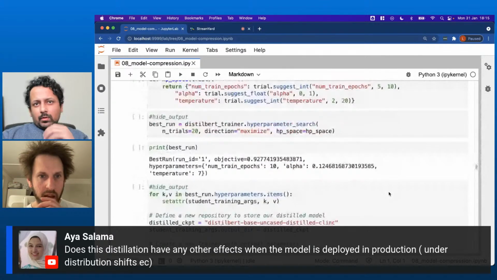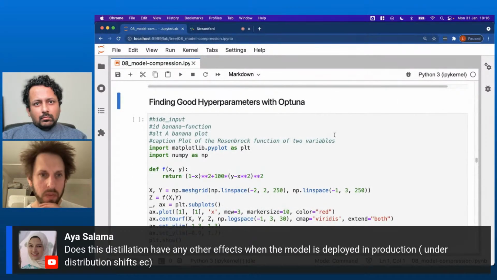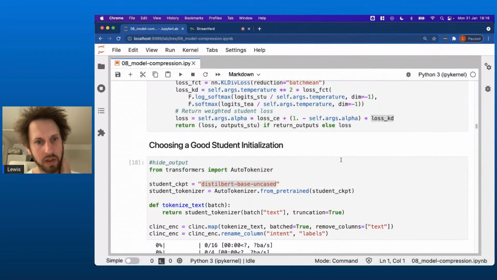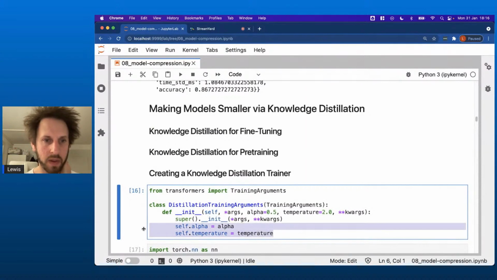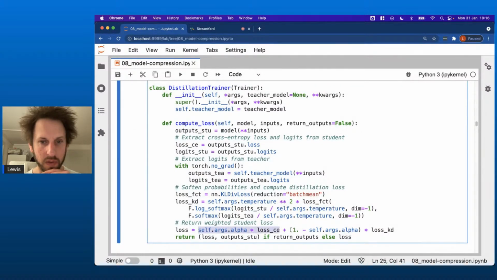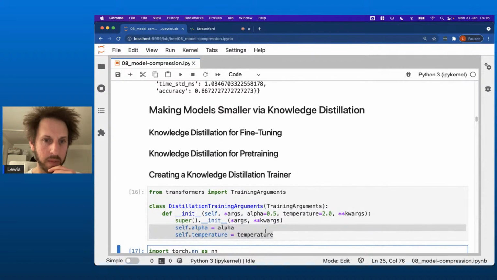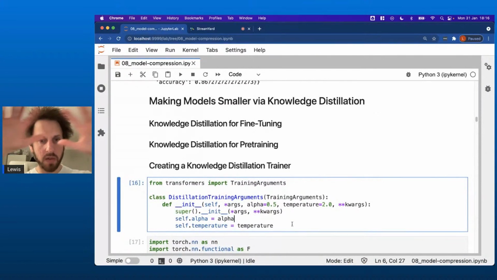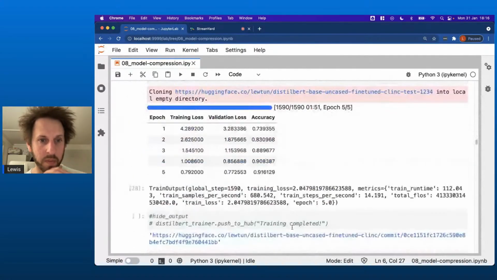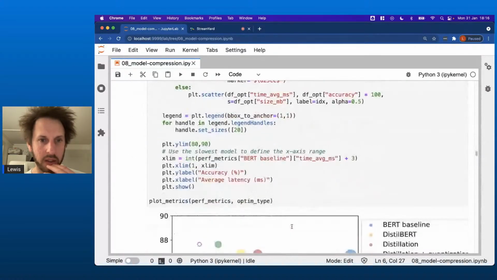Okay, so one more question. I have a whole section here about finding good hyperparameters with a cool library called Optuna, but I'm going to skip it. The basic idea is that in the training parameters for the distillation, we have two things that we don't know. We have alpha, which tells us how much of the loss is coming from the cross entropy versus the KL divergence. And we have temperature, which, remember I told you, controls how smooth the distribution is from the teacher. A priori, we don't know what these values are. So you can use this library called Optuna to find the optimal ones for you. But I'm going to skip that, and you can look at it in the notebook itself.